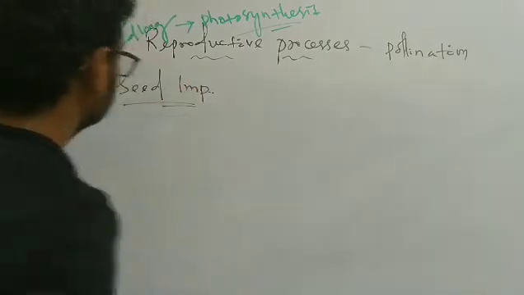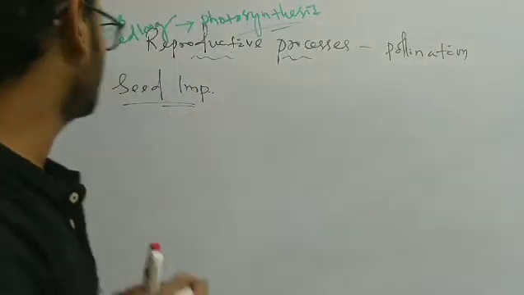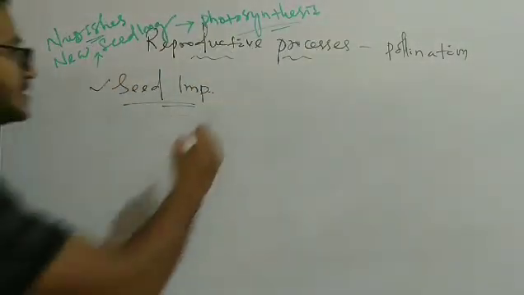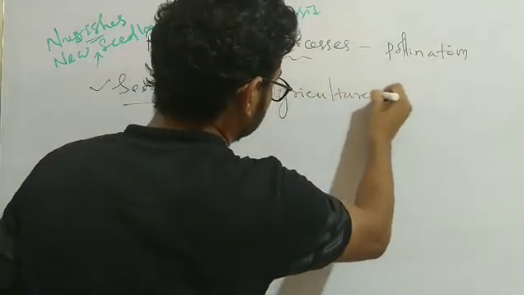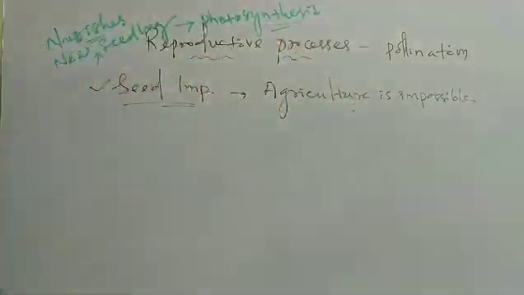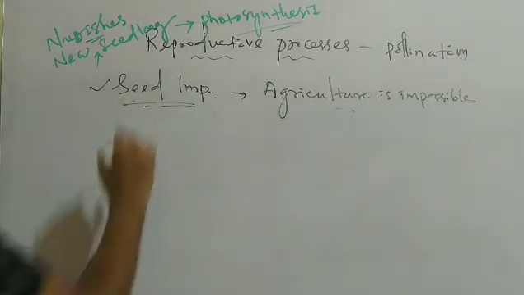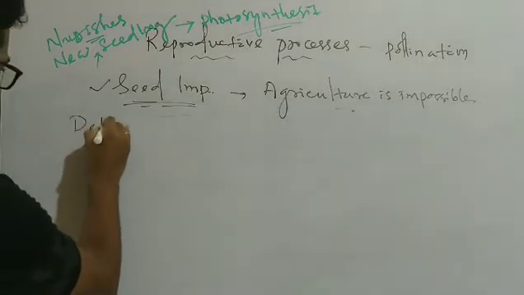Seed is important. Why? In order to cultivate different types of plants, we need seed. So without seed, agriculture is impossible. So for agriculture we need seed, and seed is the basic requirement for agriculture. Now dehydration and dormancy of mature seed are crucial for storage. One is the dehydration.